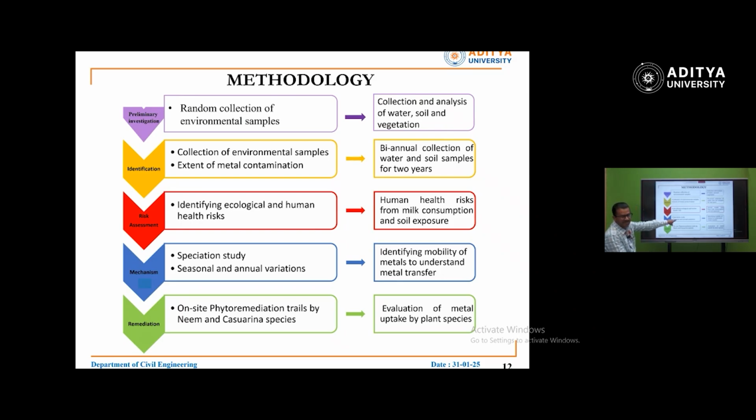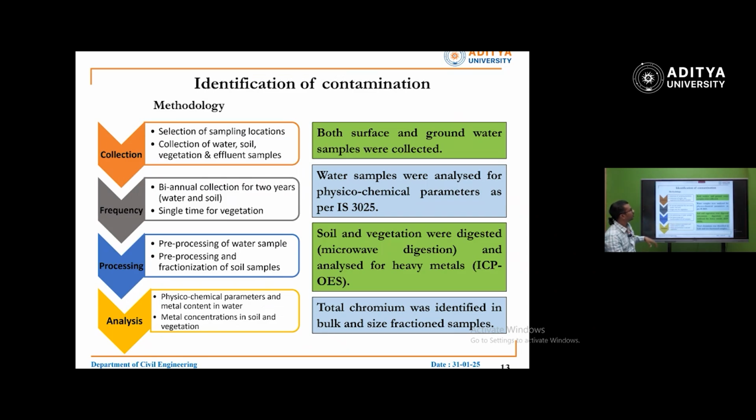So that is a speciation study. We are going to identify in which form the metal is bound to the soil. Then after that, we'll go for remediation. Now, as I have told you, this whole work has been split up into 4 parts. This is the first part, that is contamination identification.